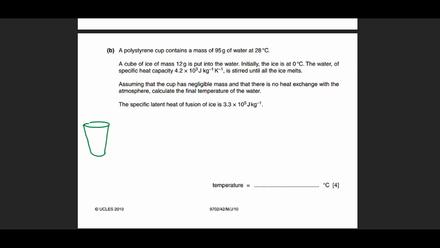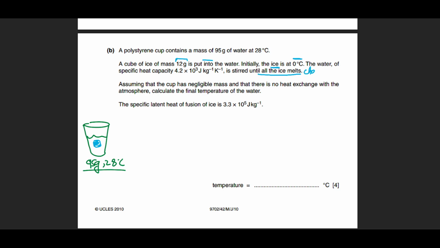We have a cup of water, right? So it already has 95 grams of water at 28 degrees centigrade. And what we're going to do now is add 12 grams of ice into it, in the water. Now, ice is at 0 degrees centigrade when it is added into the water. Okay, so it tells you that it is stirred until all the ice melts.